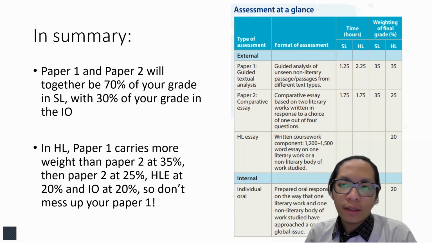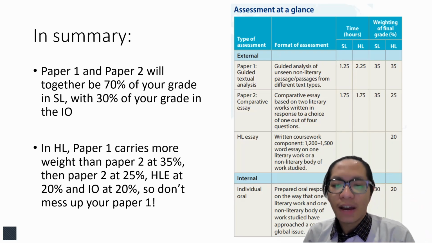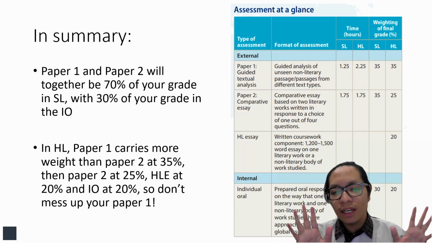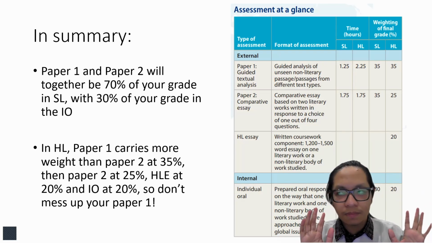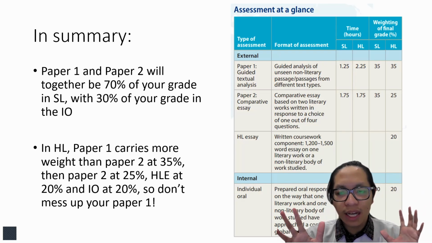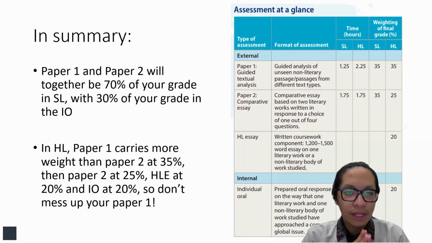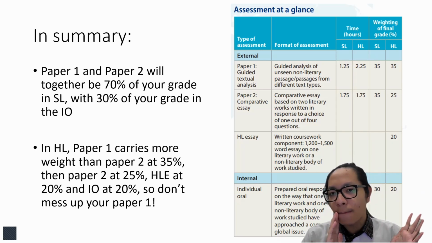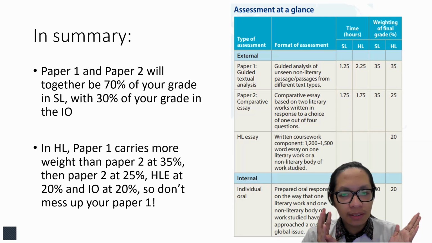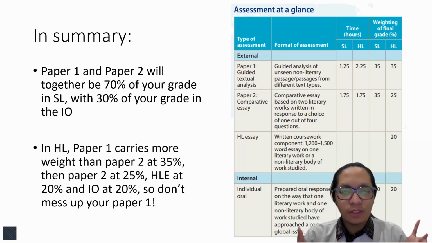And then both HL and SL have to do the individual oral, and that's okay because the individual oral is done very, very early into your second year of IB. But overall, if you're an SL student, you have to deal with three things, and an HL student, you have to deal with four. So, what these three to four things are, I'll dive straight into them actually.